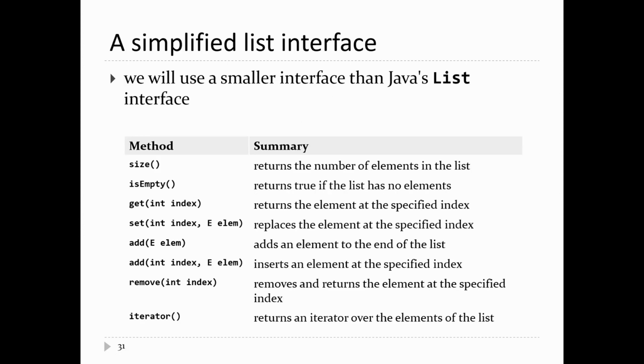So Java's list interface is fairly big. We don't want to implement the entire interface. We just want to implement the quote-unquote important methods of the interface. Methods like get and set, those are easy. Add, so add to the end of a list. Add, with this method here, really should be called insert. So this inserts somewhere in the list. Remove removes an element by index. And then we want people to be able to iterate over the elements of the list. So we're going to provide an iterator method as well.